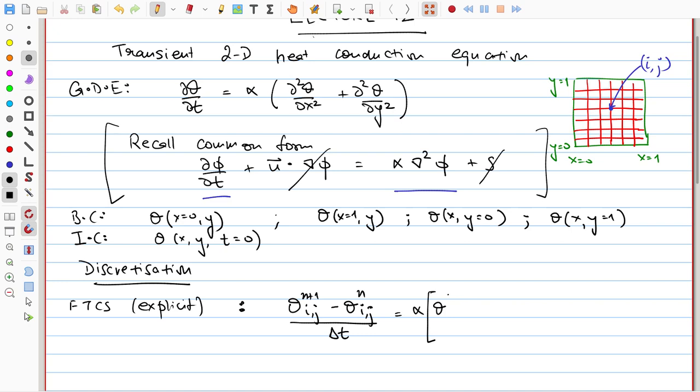Since it is explicit, a forward time and center space, on the right hand side all thetas will be at the nth time. Since the first one is the derivative in the x direction, and it is centered in the x direction, we will have to use points which are one point to the left, one at i comma j, and one to the right to calculate the derivative in the x direction.